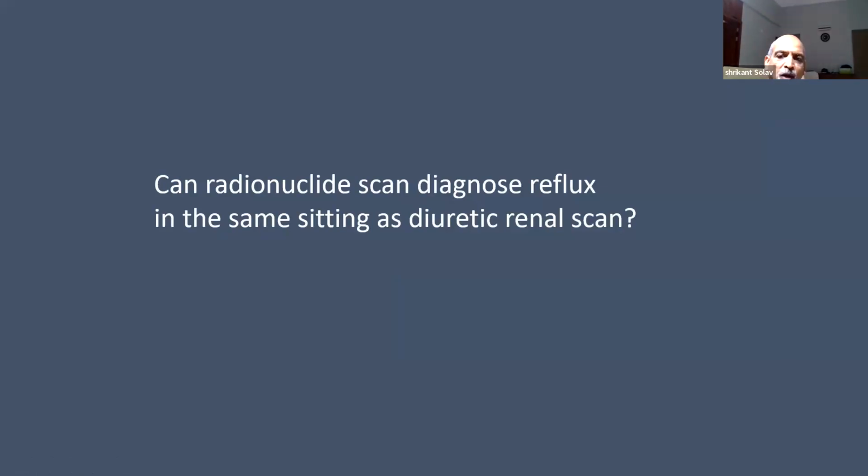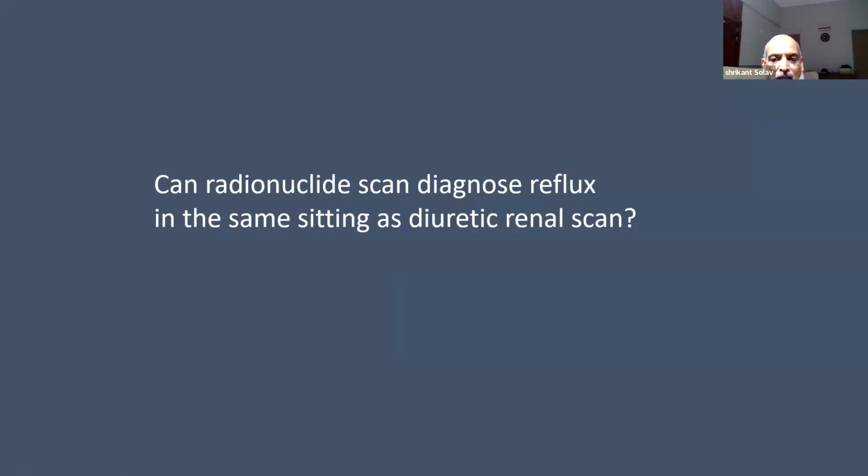Now, can a radionuclide renal scan document reflux in the same setting as a diuretic renal scan? This question has been asked time and again. We have time and again said, do not worry about the money. Money is never a factor. What is important is getting an adequate, proper result.